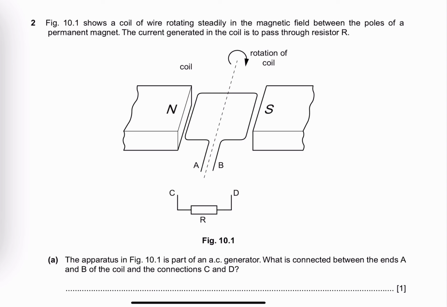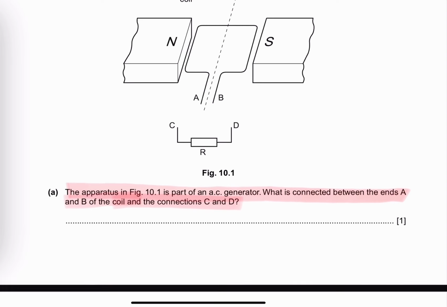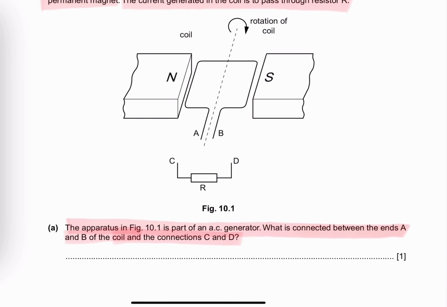And the second question shows a coil of wire rotating easily in the magnetic field between the poles of the permanent magnet. The current generated in the coil is to pass through resistor R. The apparatus in figure 10.1 is part of an AC generator. What is the connection between the end A and the end B of the coil and the connections C and D? Okay, so we have to tell what should be at this point.